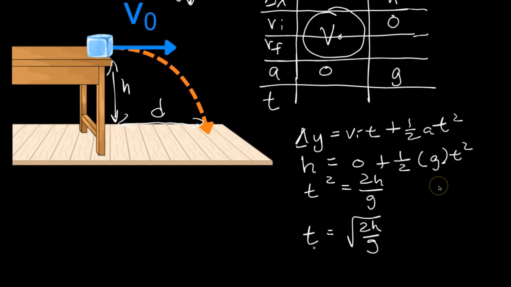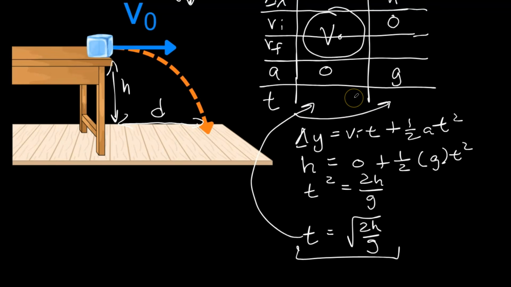And isolating t, we get that t is equal to the square root of 2h over g. Now what we're looking for is the horizontal displacement, so we're not done yet, but I'm going to go ahead and bracket that because that will tell me the time. So this value is what would go here on our chart, over there and over there. Remember, it's going to be the same time.